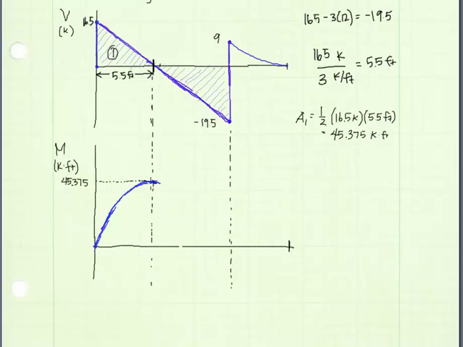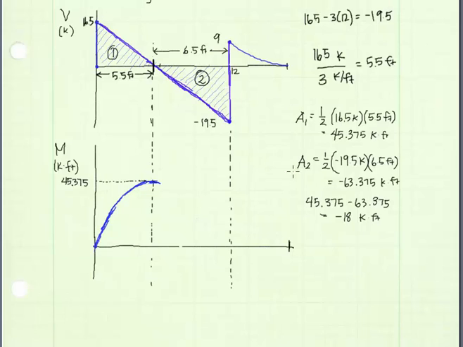Okay, for x equals 5.5 feet up to 12 feet, we continue our parabola, and the change in our moment on the moment diagram is going to be equal to the area under this triangle I've shaded here. The area of triangle 2 is calculated to be negative 63.375 kip feet. So we drop from our 45.375 down 63.375, and we end up at a negative 18 kip feet. So we get a moment diagram that looks something like this.